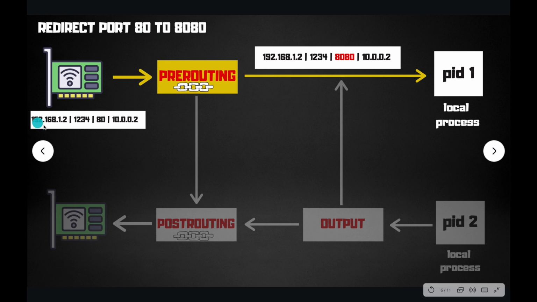What happens here is that we received a packet from the IP address 192.168.1.2, from source port 1234 to destination port 80 at destination IP address 10002. Obviously, the moment the packet arrives, the first thing it goes through is the pre-routing. So the pre-routing chain is applied. What does the pre-routing say?